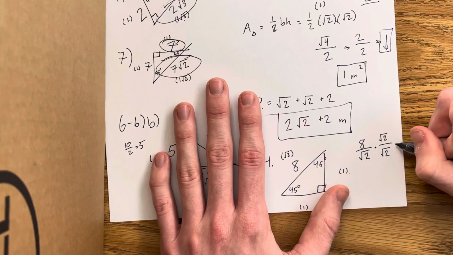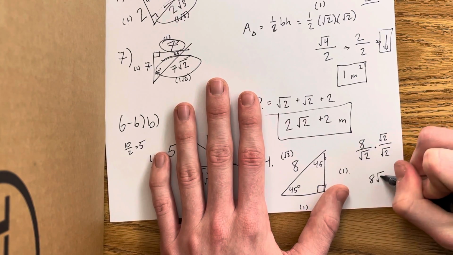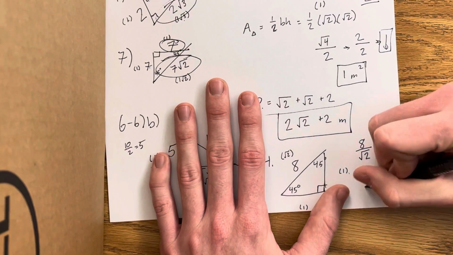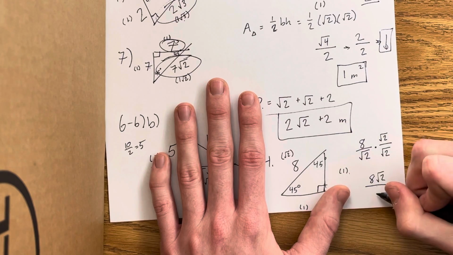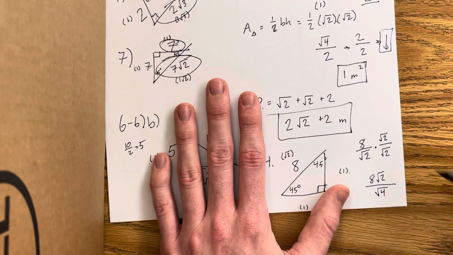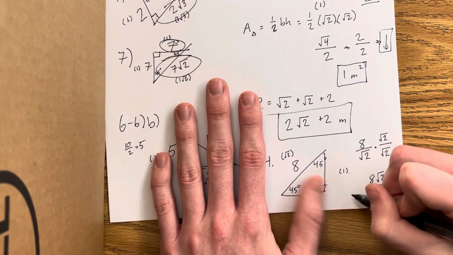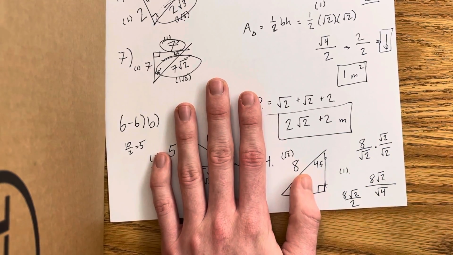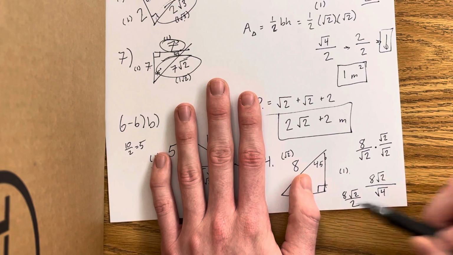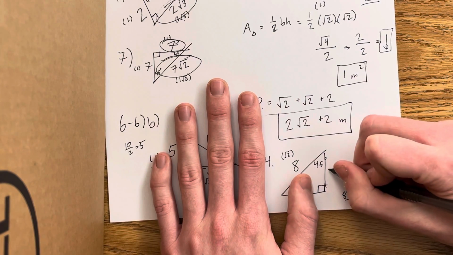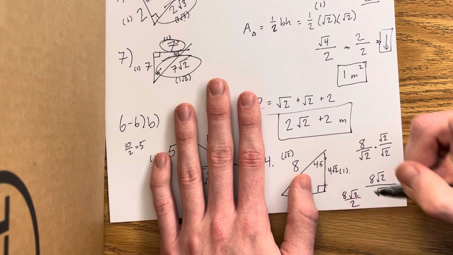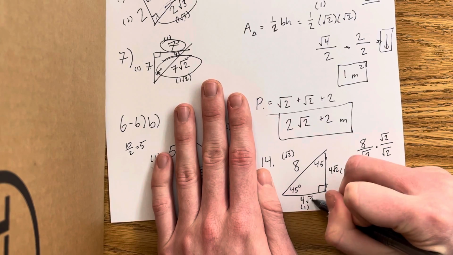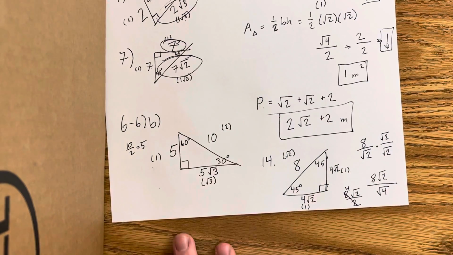So 8 times root 2, that gives me 8 root 2. So you just multiply straight across the top, 8 root 2, over root 2 times root 2 gives me root 4, which we've already determined root 4 is the same as 2. So we end up with 8 root 2 over 2. Then we can simplify this. 8 divided by 2 is 4. So we end up with 4 square root 2. And then, of course, the legs are the same. Right, so 4 root 2 for both of those.